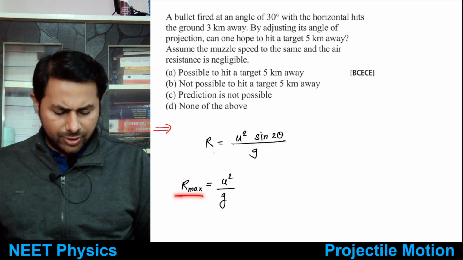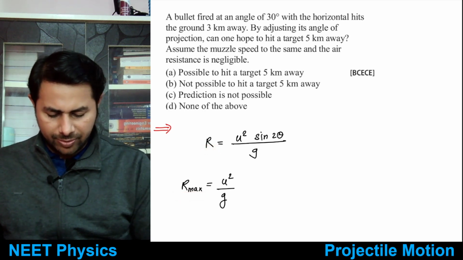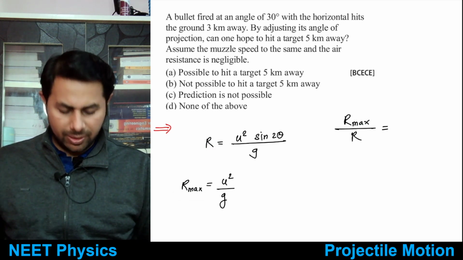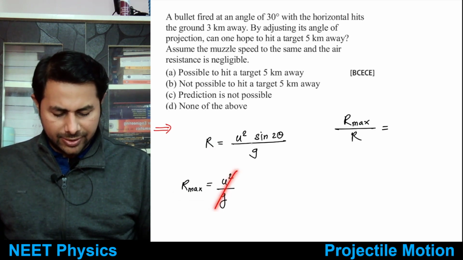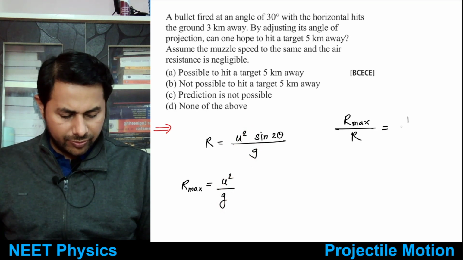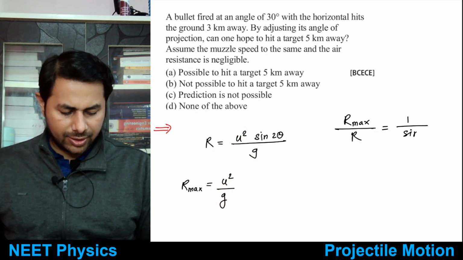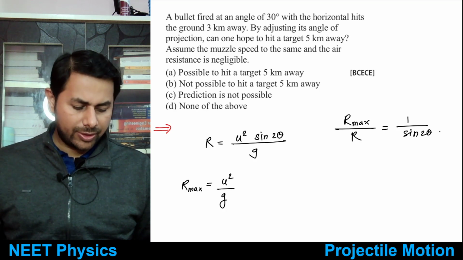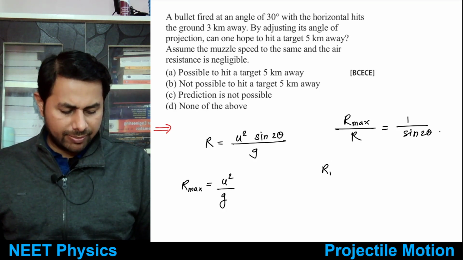So now you divide R max by R. If you divide R max by R, what do you get? The u²/g and u²/g will get cancelled. So this is equal to 1 upon sin 2θ only, right? This is just equal to 1 upon sin 2θ. So what is R max? R max is equal to R divided by sin 2θ.